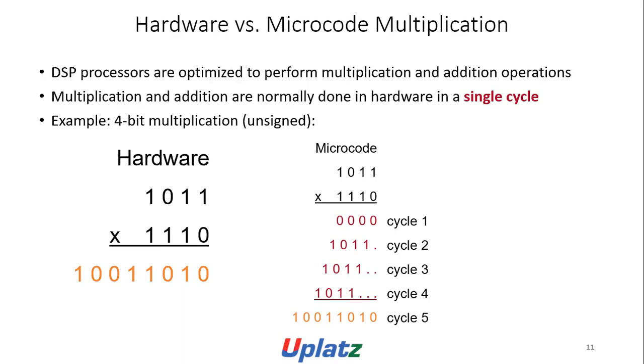Example: a 4-bit multiplication, 1011 times 1110, is done as 10011010 by the hardware. In microcode, the first cycle is 0, the second cycle is 1011, the third cycle is 1011, the fourth cycle is 1011, and in the fifth cycle you get the output 10011010.